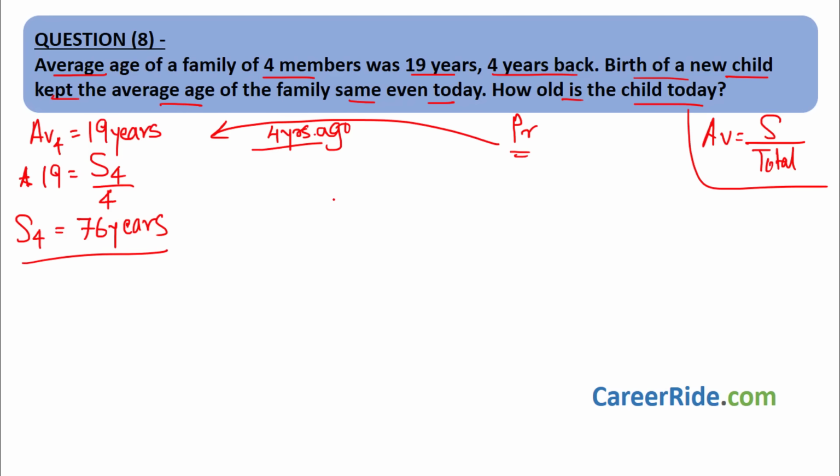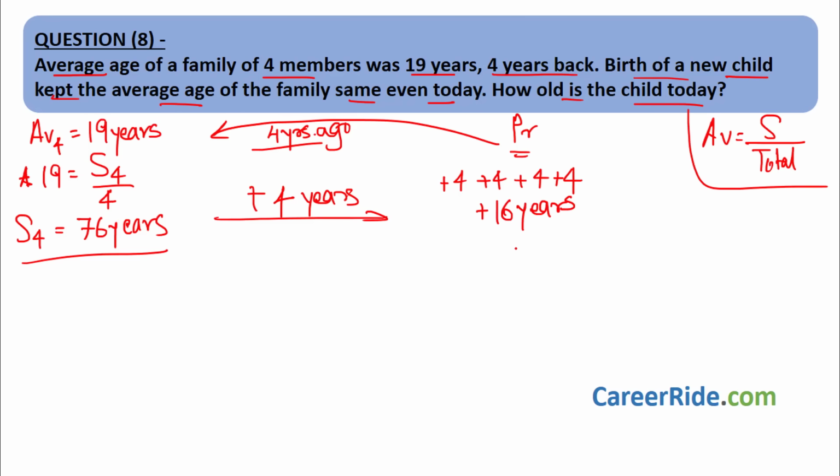Now in the previous sum we saw that whenever we are going 6 years back, every person's age reduces by 6 years, right? So if we are going 4 years ahead into the future to the present time, every family member's age must increase by 4 years. So the first one would increase by 4, second also 4, third also 4, and fourth also 4. All the 4 family members' ages will increase by 4 years. So the total increase will be 16 years.